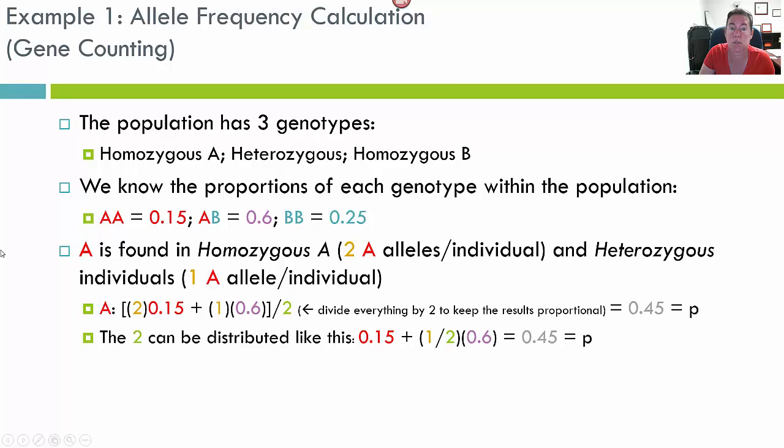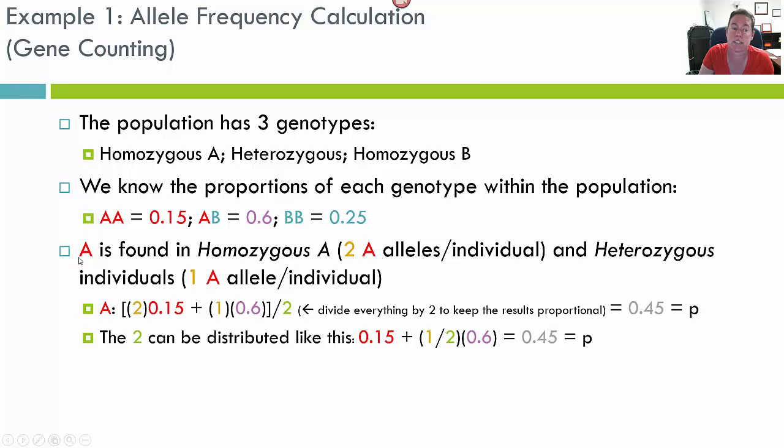Let's look at example 1. We're going to use the allele frequency calculation, commonly called the gene counting method. Let's say the population has 3 genotypes: homozygous A, heterozygous, and homozygous B. So homozygous A is the dominant, homozygous B is the recessive. We know the proportions of each genotype within the population. We have 15% of the population homozygous dominant, 60% heterozygous, and 25% homozygous recessive.